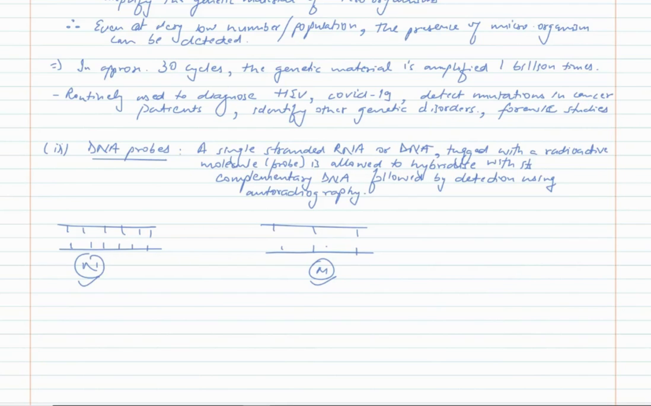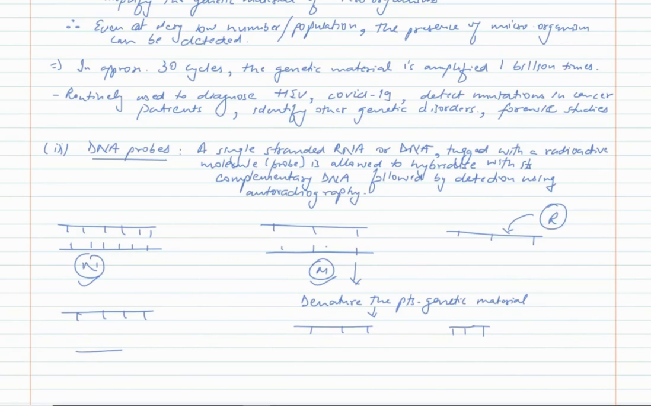So what we will do is we will take a single stranded DNA or RNA which will be complementary to this mutated gene, and we will add a radioactive dye or radioactive probe to it. Now, under conditions of heat, we will denature the patient's genetic material. So the patient's genetic material will now be converted into single-stranded DNA.